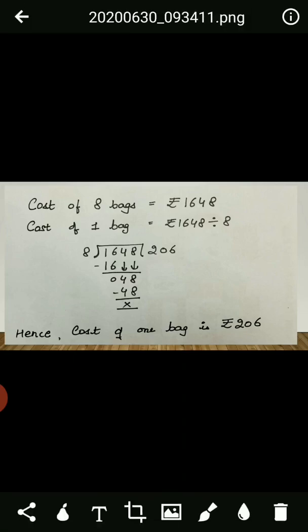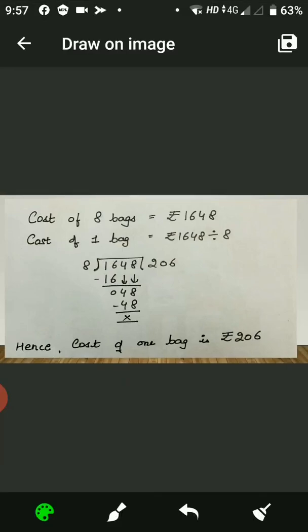And when I divide it by 8, you have to do one thing. You have to make rough work on the side in division questions. Clear? So now I will start division. See, I have written 8 outside and 1648 inside. When I start division I have to make a rough column, and there I will write the table of 8. Clear? Now with the help of that table you will do this division.